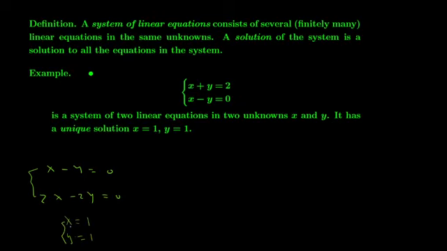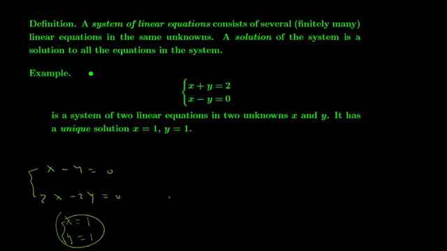Again, a solution to a system is a set of values of x and y satisfying all the equations. You see, 1 minus 1 is equal to 0, and 2 minus 2 is equal to 0, right? That's one solution to the system. Can anybody tell me another solution?